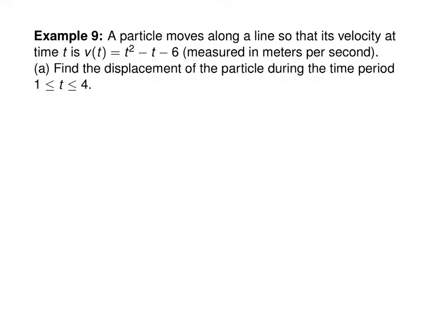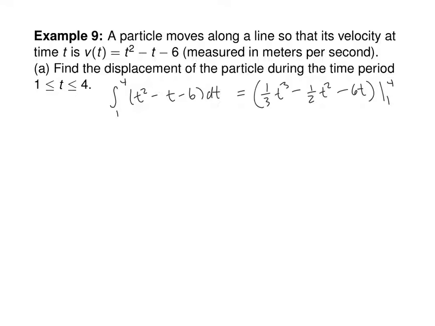Okay. So the displacement is just the change in the particle's position. So how you'll find that is just doing the integral from 1 to 4 of t squared minus t minus 6 dt. That will do position at end minus position at beginning. And this is just a regular antiderivative, 1/3 t cubed minus 1/2 t squared minus 6t from 1 to 4, and after much tedium, you get negative 4.5 meters.